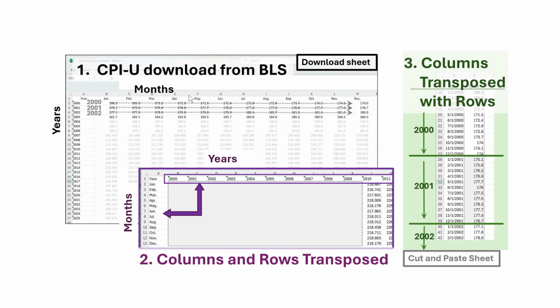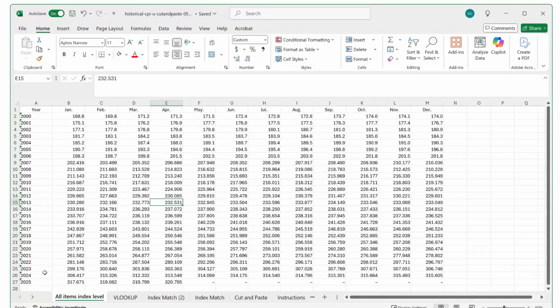So what that means is we have this data that came with months in the columns and years in the rows. We're going to transpose it into years in the columns and months in the rows. The end goal is to get pretty much a single vertical column of data that goes from the earliest month, January 2000, to the latest month, April of 2025. So to do that, we've got our data set here.